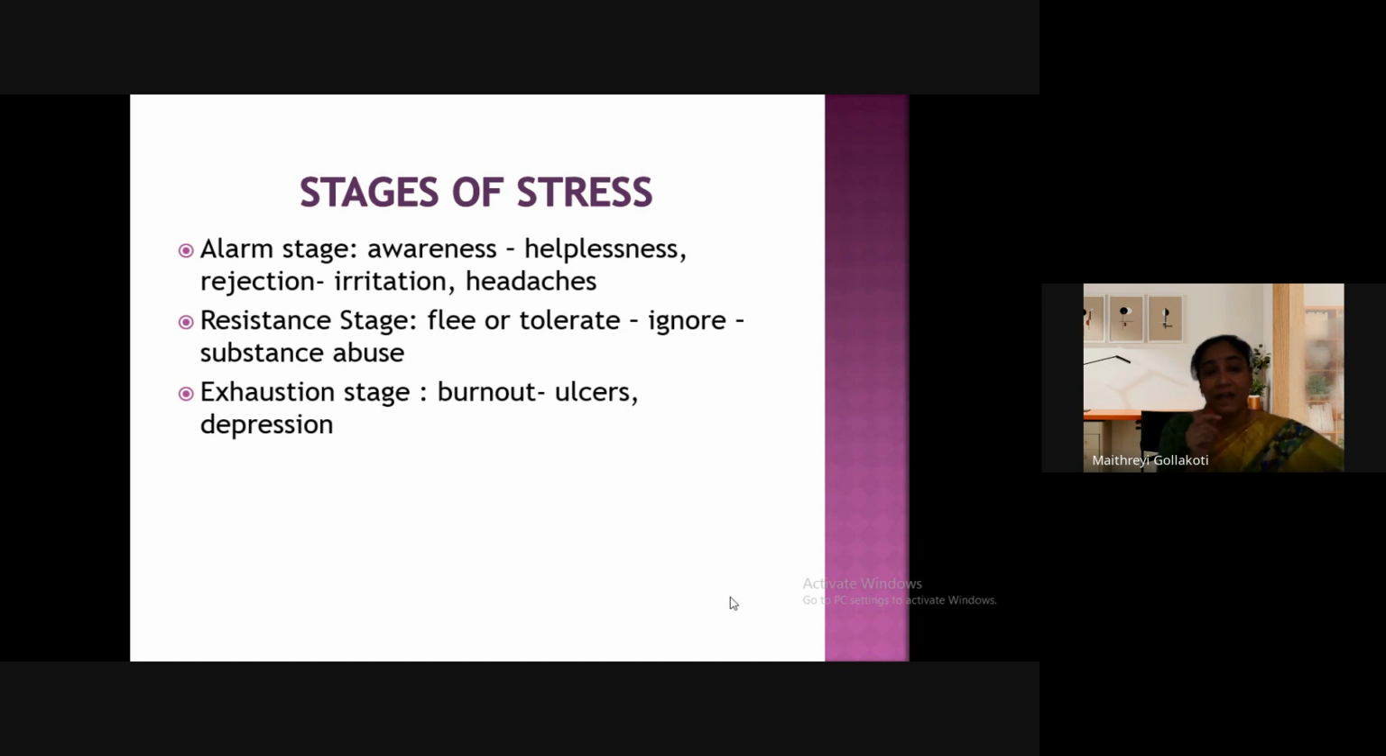The third one is the exhaustion stage. Sometimes the stress goes to such peak levels that people can't take it anymore. They simply fall sick. And mostly, people who are overstressed get ulcers. That is what usually happens. Commonly, people get ulcers or people get depressed. So these are the two things that happen in the third stage, which is called the exhaustion stage.